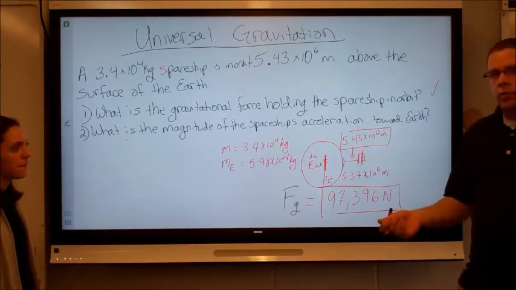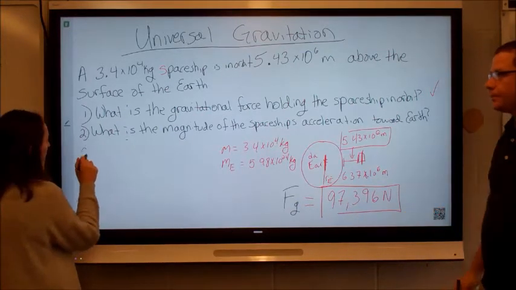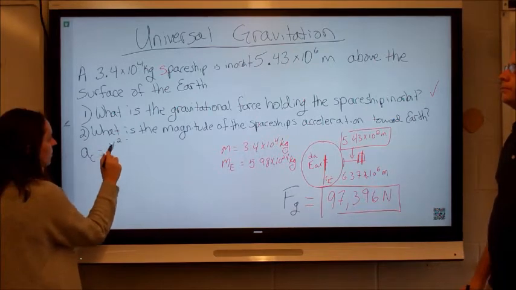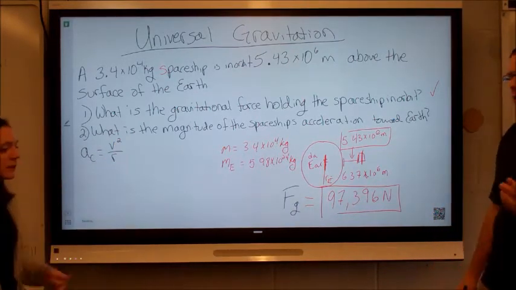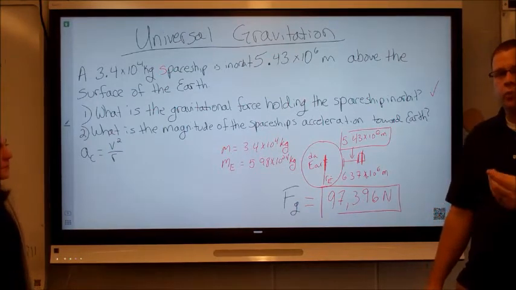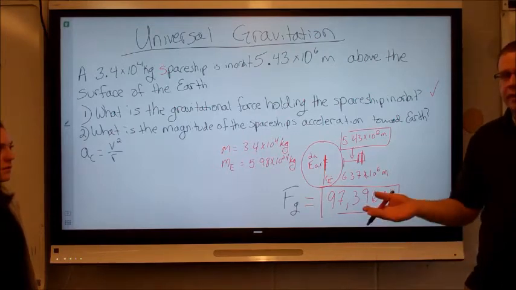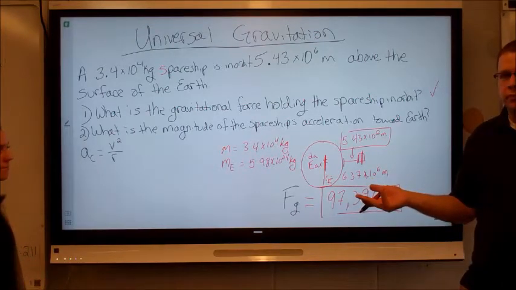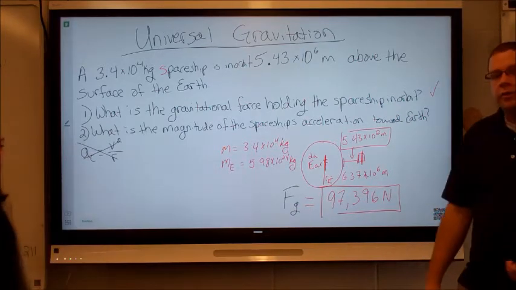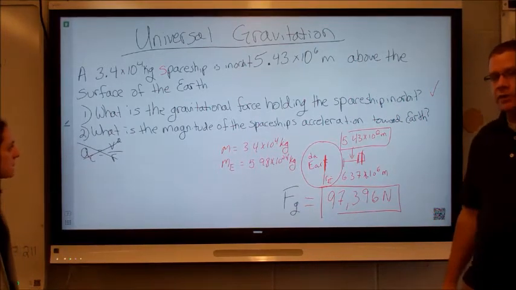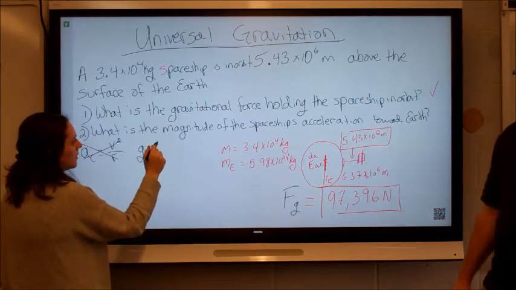One way would be using a sub c, which is v squared over r. Why can we do that? Because we know this acceleration would be a centripetal acceleration. It's pointed towards the center of the planet. But the problem with that is we don't have the velocity, so I wouldn't use that equation. The other equation we have on the reference tables is little g. Little g is equal to Fg over mass.